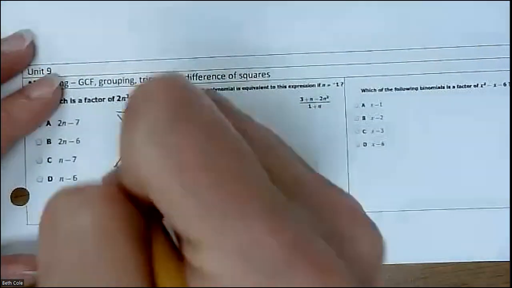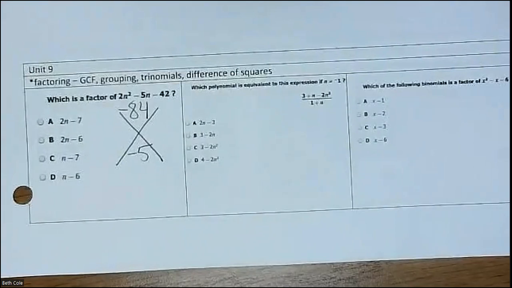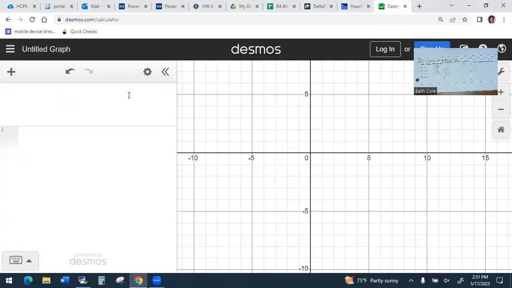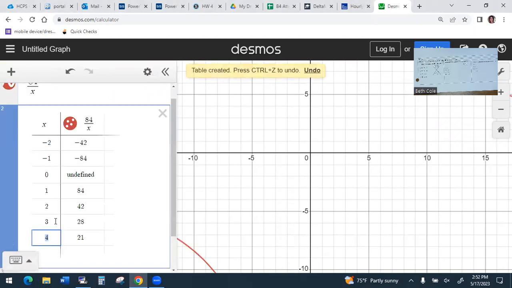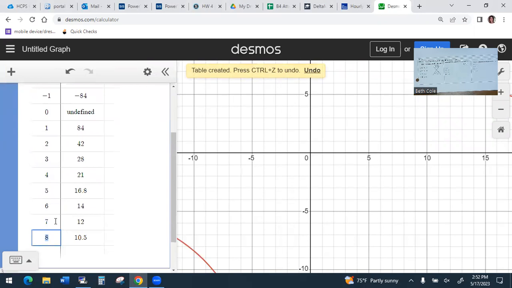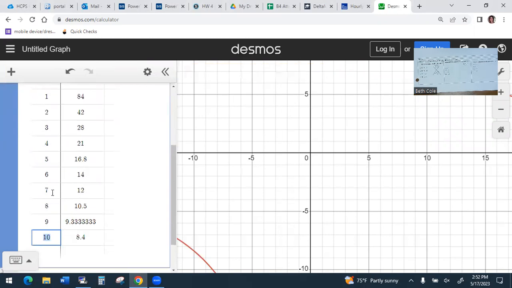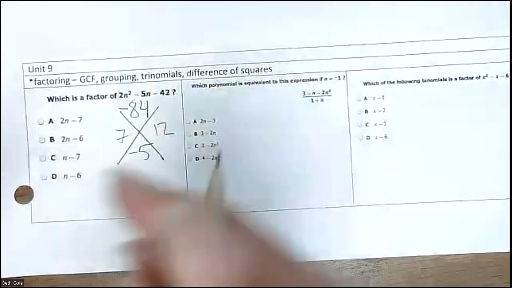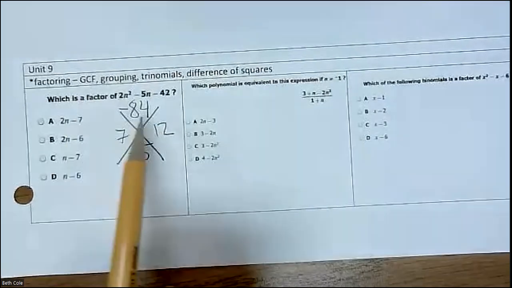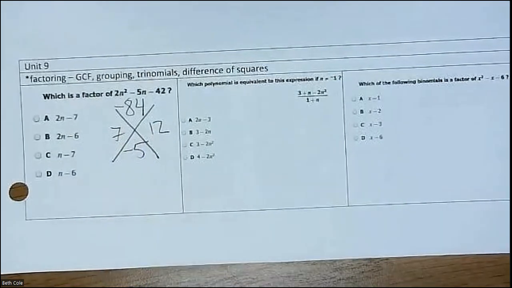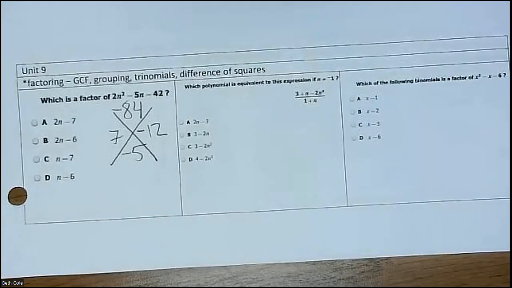Negative 84, negative 5 goes on the bottom. Don't worry about the negatives. We just want numbers that multiply to be 84. And remember, you can come over here and type 84 divided by x, make a table. I'm looking for a pair that adds or subtracts to be 5. Do you see it on there? 7 and 12. Very good. So put 7 and 12, then worry about the negatives. To get a negative 5, which one is negative? The 12. Good.